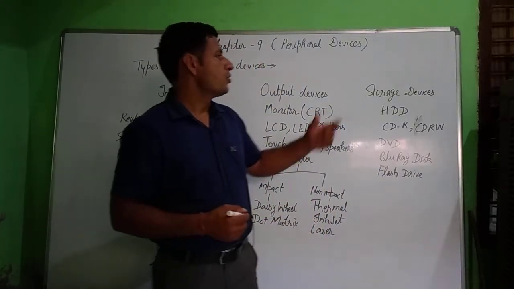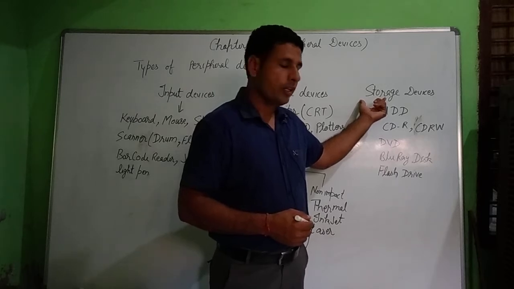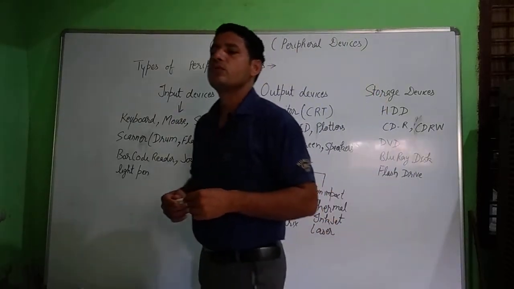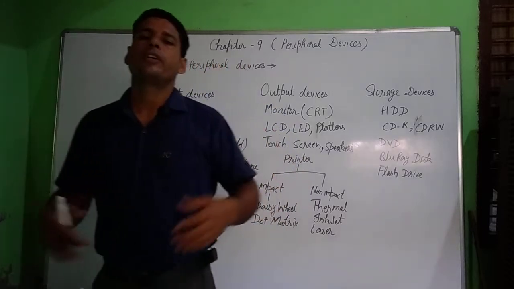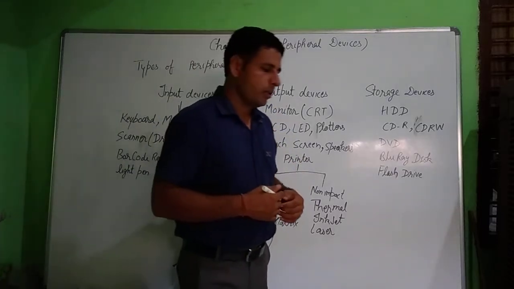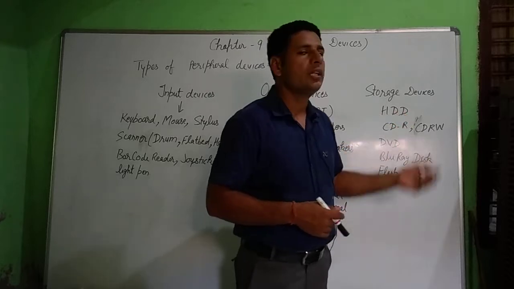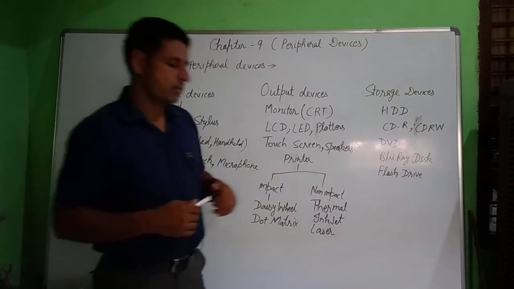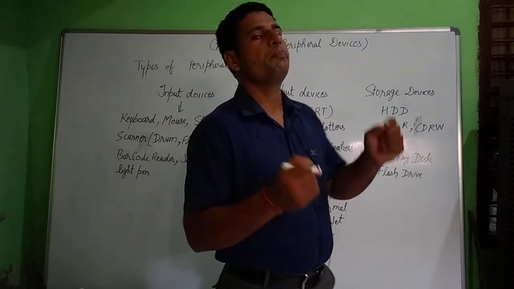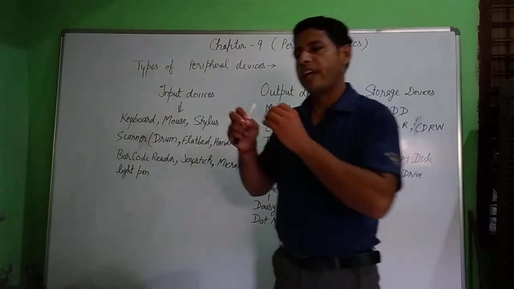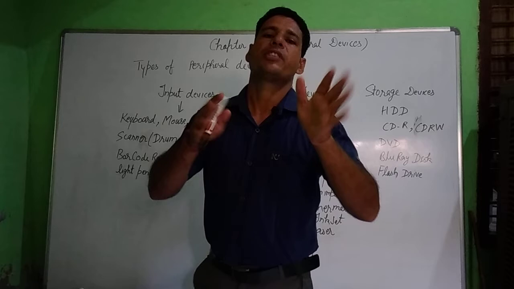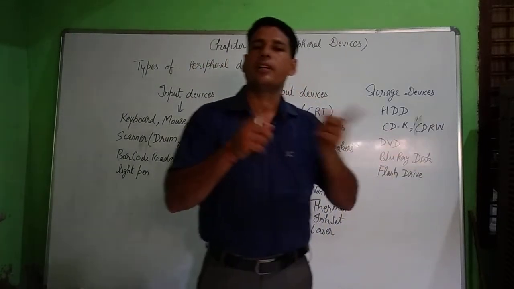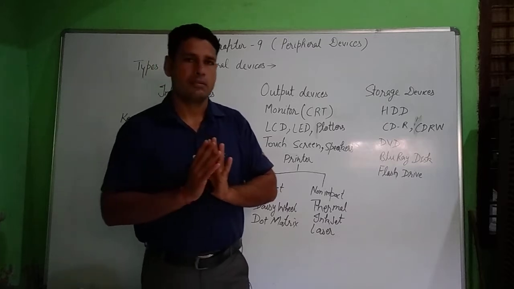Next, storage devices. These devices are used to store a large amount of data in your computer. The first device is HDD, hard disk. Hard disk is a storage device which is basically used to store everything in your computer which you have saved. Every software which you have installed in your computer is also stored in your hard disk.